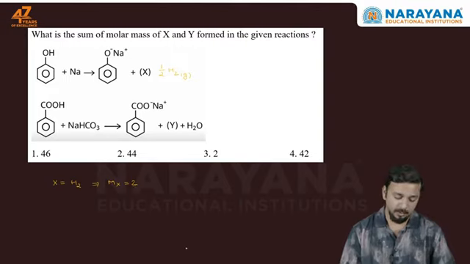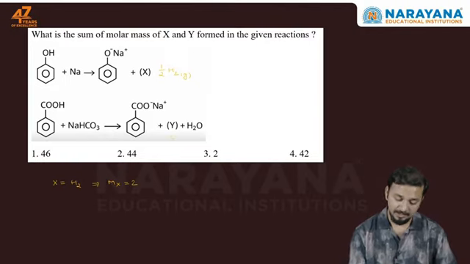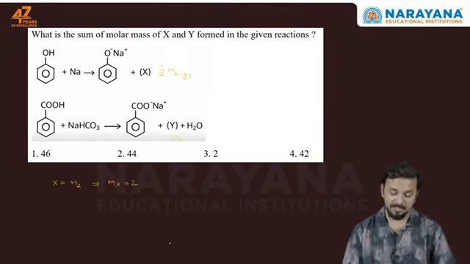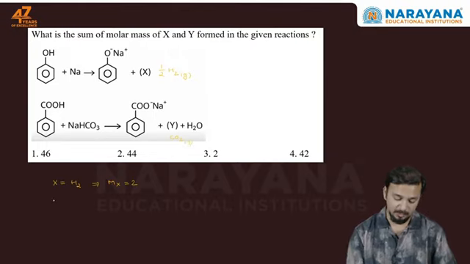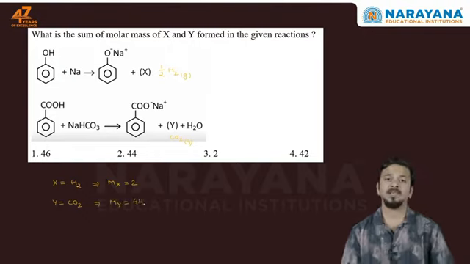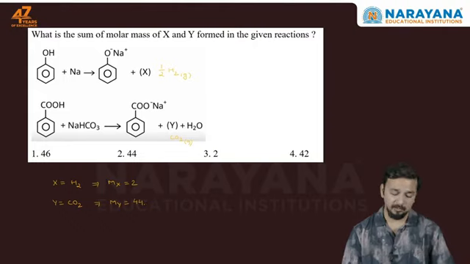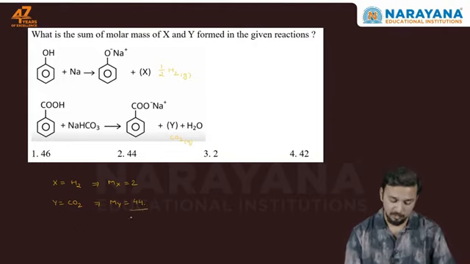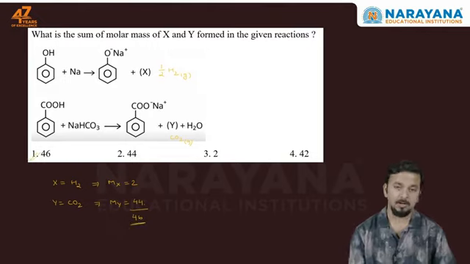Next one, we know when benzoic acid is treated with NaHCO3, it forms sodium benzoate plus CO2 plus H2O. So Y will be our CO2 gas, and the molar mass of Y, we know, is equal to 44. So they're asking what is the sum of the molar mass of X and Y. So 44 plus 2 will be 46. So the correct answer for this question is option 1.